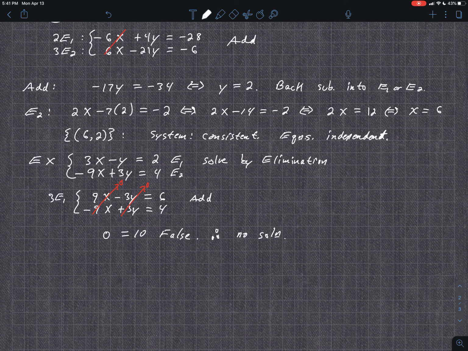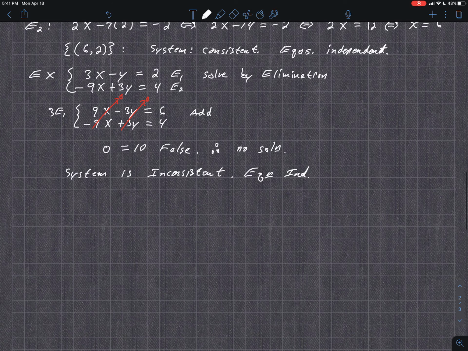And just consistent, inconsistent, we say the system is inconsistent. And the equations are independent. Okay, so dependent means it's the same line. All right, so that wraps up that example.